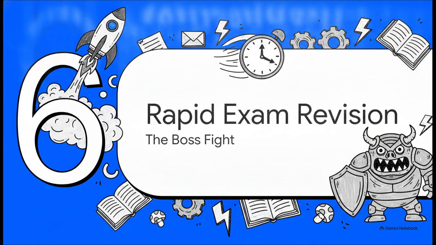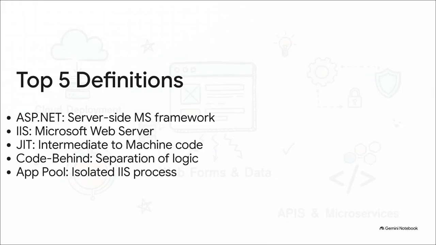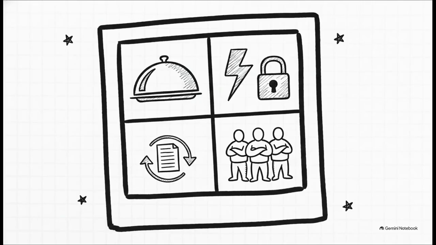All right, Section 6, Rapid Midterm Exam Revision. This is the boss fight. Let's lock in these 5 foundational definitions into your brain right now. Remember that ASP.NET is a server-side framework. IIS is the Microsoft web server hosting it. ASP.NET uses JIT, or just-in-time compilation, which gives massive performance boosts over older interpreted scripts. Code behind is that brilliant separation of the visual .aspx from the C# logic. And an application pool in IIS just isolates your app, so if one crashes and burns, the rest stay perfectly online. Go ahead and take a mental screenshot of this slide.